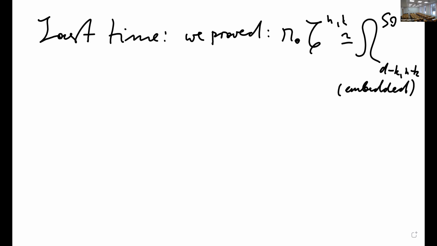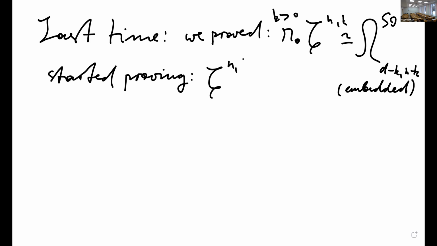And we started proving the next statement which we needed in order to prove the Madsen-Weiss theorem, namely, let me assume both in this statement and the next one, let's assume that k is greater than 0, and we started proving C and k is the loop space of C and k plus 1.